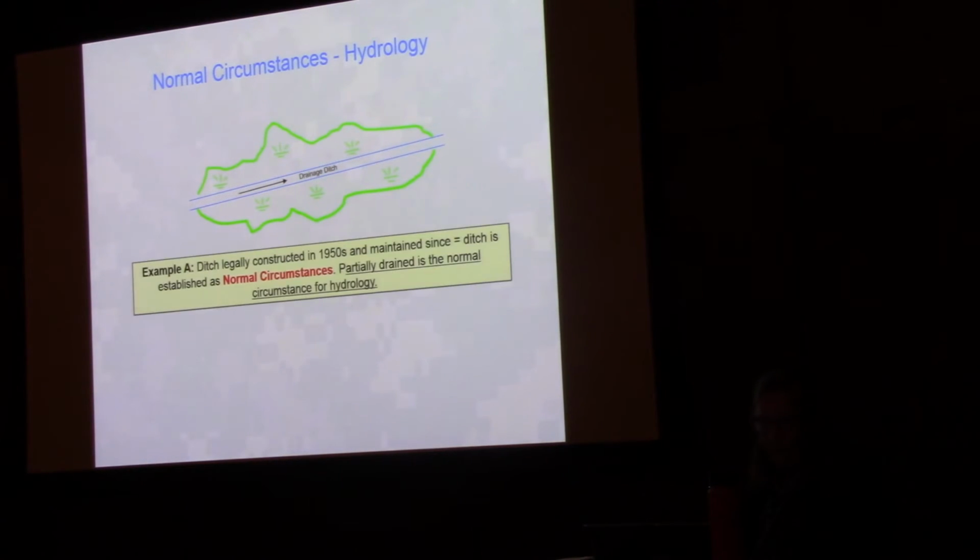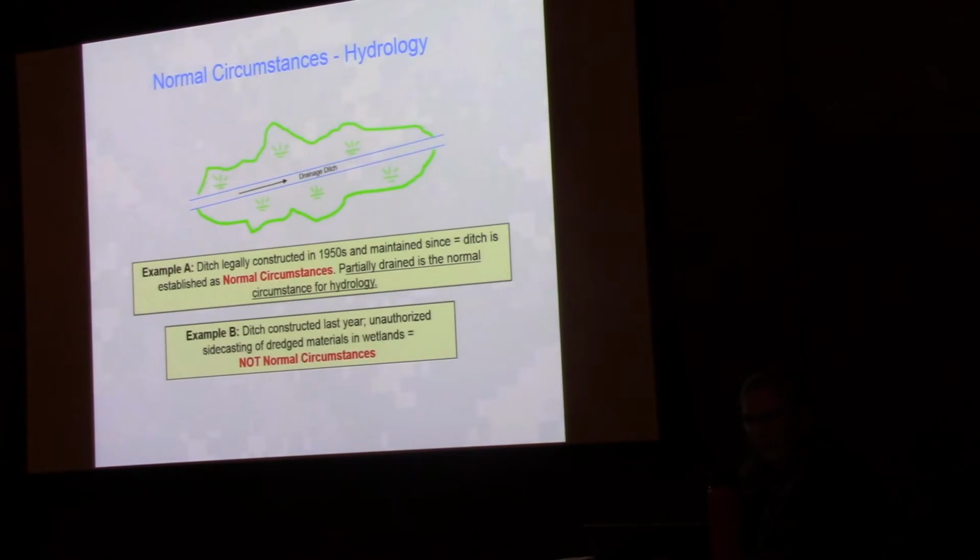So hydrology, you have a drainage ditch, and you have a ditch that's been there since the 50s. That is the normal circumstances. Partially drained is the normal circumstance for that particular basin. Example B, a ditch constructed last year with the spoils just side cast into the wetlands. That's not the normal circumstance. You now have a disturbance that requires you to look elsewhere for how big that wetland is.